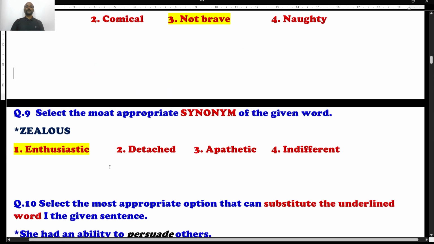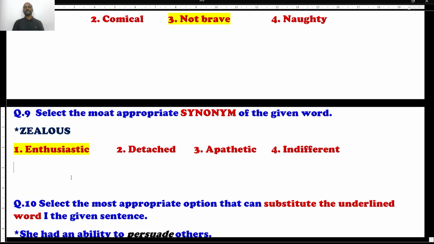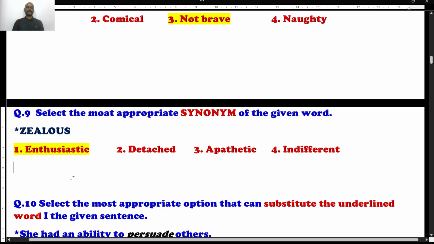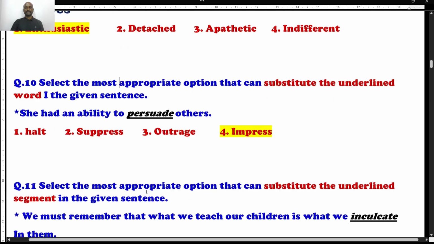Well, question number 9. Select the most appropriate synonym of the given word. What's the word? Jealous is given. What is the synonym? The meaning which is similar to the word jealous. Students, the options are enthusiastic, detached, apathetic, and indifferent. What do you mean by jealous? It's nothing but not detached, not apathetic, not indifferent. It is enthusiastic.